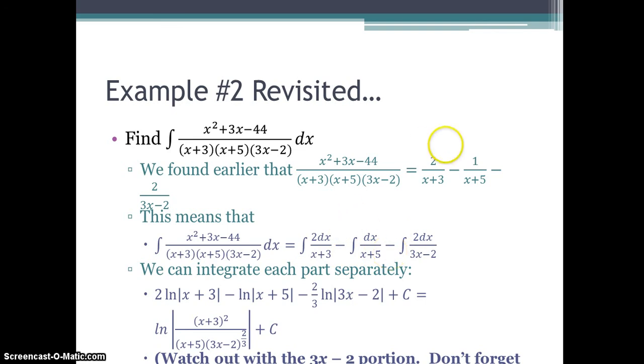And we can then integrate each part separately, all three of them involving natural logs. 2 natural log of the absolute value of x plus 3 minus natural log of x plus 5 minus 2/3 natural log of 3x minus 2. Where does the 2/3 come from? Well, the 2 comes from the integral itself, and the thirds comes from the fact that the integral has a 3x on the inside. By substitution and chain rule, we need to account for that by dividing by an extra 3, because when we take the derivative of this, we're going to get a 3 to come out that we don't want. So I say down here, watch out with the 3x minus 2 portion. Don't forget about u substitutions. And the simplified version is right there.